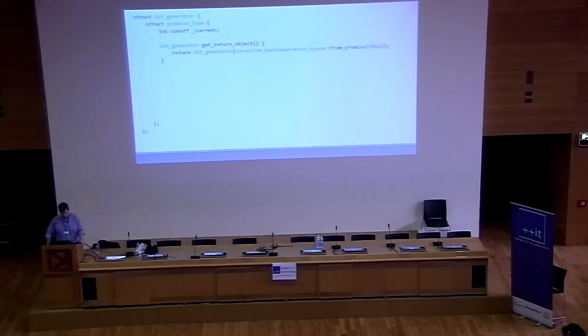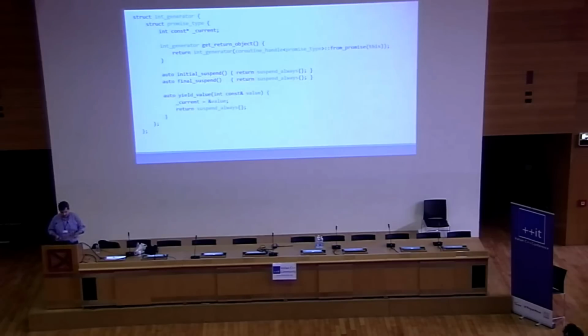So if we want to implement our int generator that we had before, well, I guess we had generator of int before, but I've made it not a template to avoid angled brackets on the slides where possible. So we'll have our get_return_object, which does what we've seen before. Our initial_suspend and final_suspend will suspend always, right? So when we create the generator, we don't want to enter that loop immediately. We only want to enter that yielding loop the first time we ask for a value.